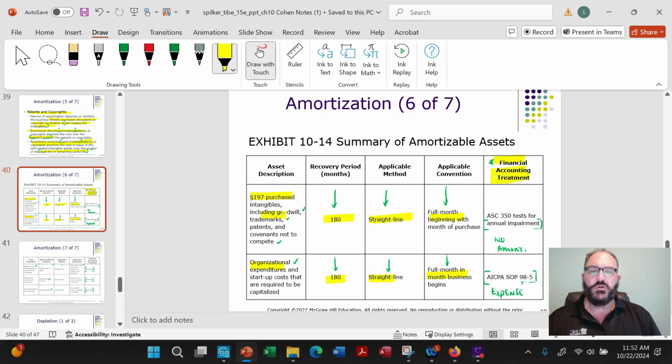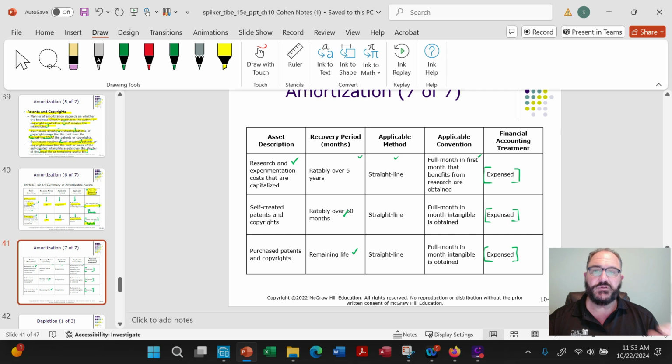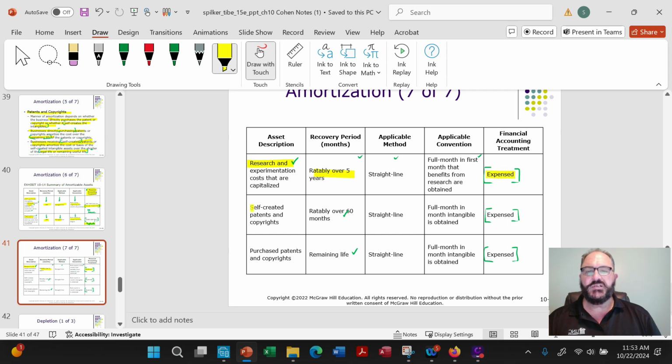So, goodwill, trademarks, whatever. Notice here, you check for annual impairment. For financial accounting, you don't amortize it, but for tax, you do. Again, that's going to be one of those temporary differences. Over here, for organizational, you expense it for financial accounting, and for tax, you amortize. So you see these are the differences. Research, right? Over 5 years, we just mentioned. Financial accounting is expensed. Self-created patent and copyrights, again, 60 months, expensed. Purchased, remaining life, expensed. So you can see there's differences between those two.